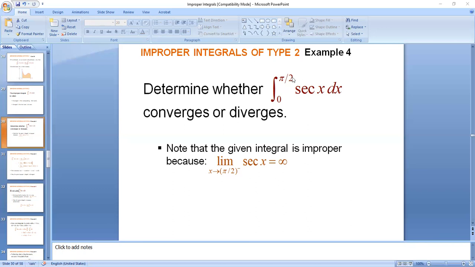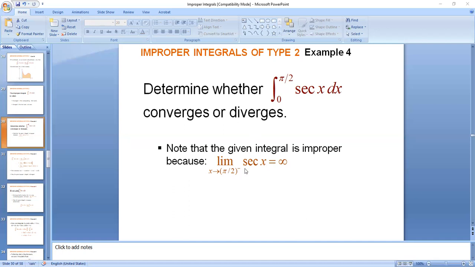Even if you're not going to use your calculator, it's a special angle. It's been taught to you in your trigonometry. What's the cosine of 90 degrees? It's 0. Then you get the inverse of that. So, 1 over 0, that's infinity.